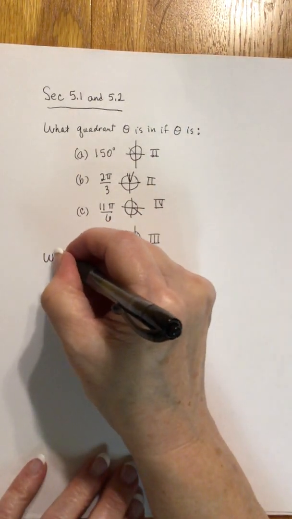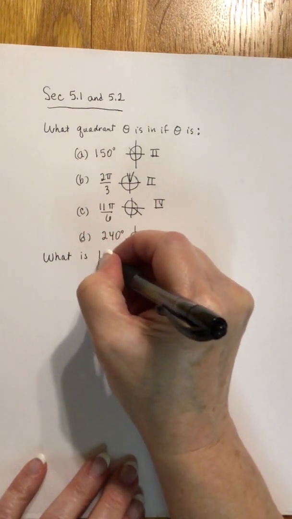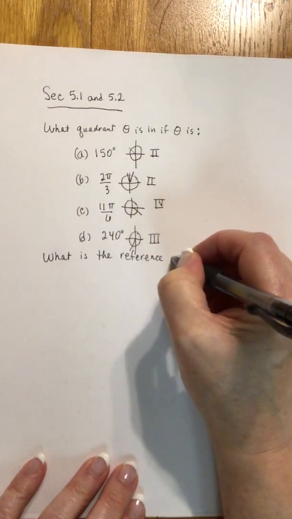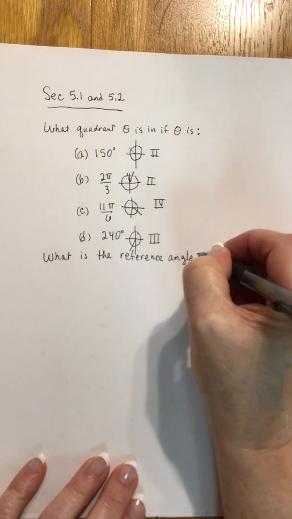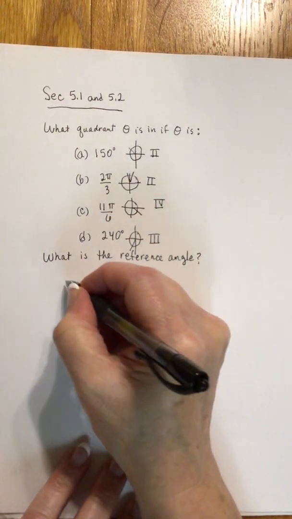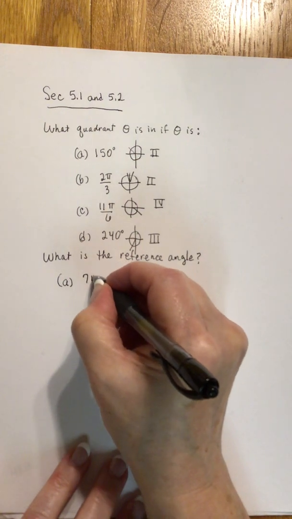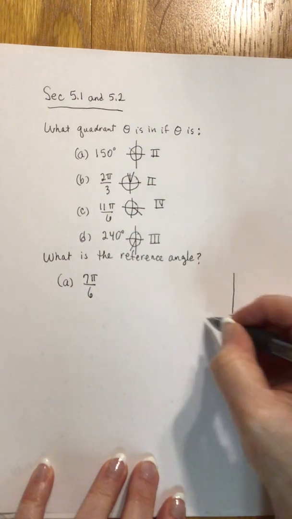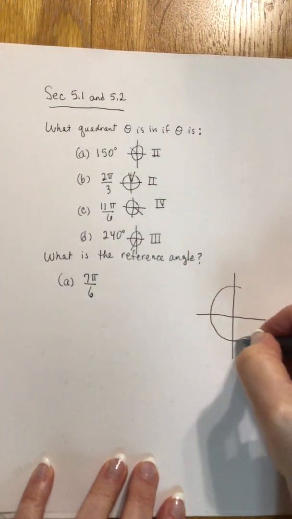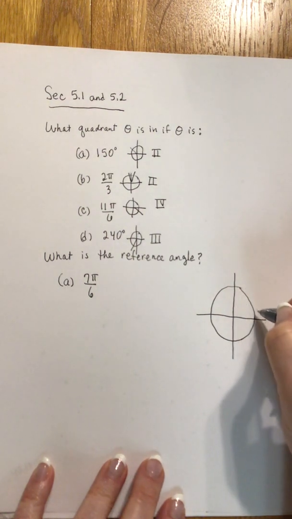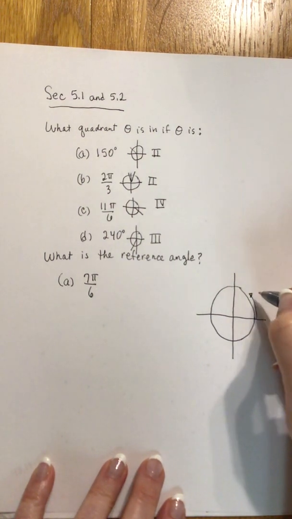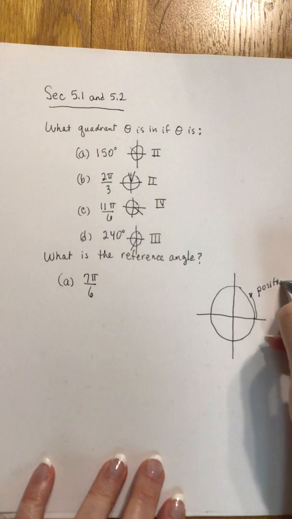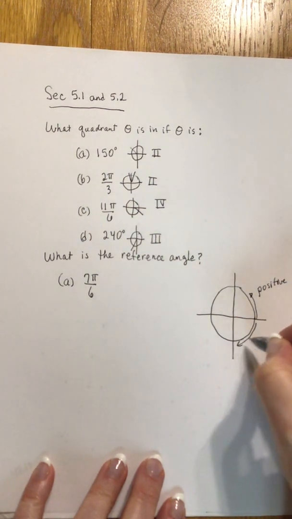Next question is, what is the reference angle? So we're going to look at A, 7 pi over 6. Now we said the reference angle is going to have something to do with going back to the x-axis. So we know angles that are going this way, which would be counterclockwise, are going to be positive. And angles going this way are going to be negative.